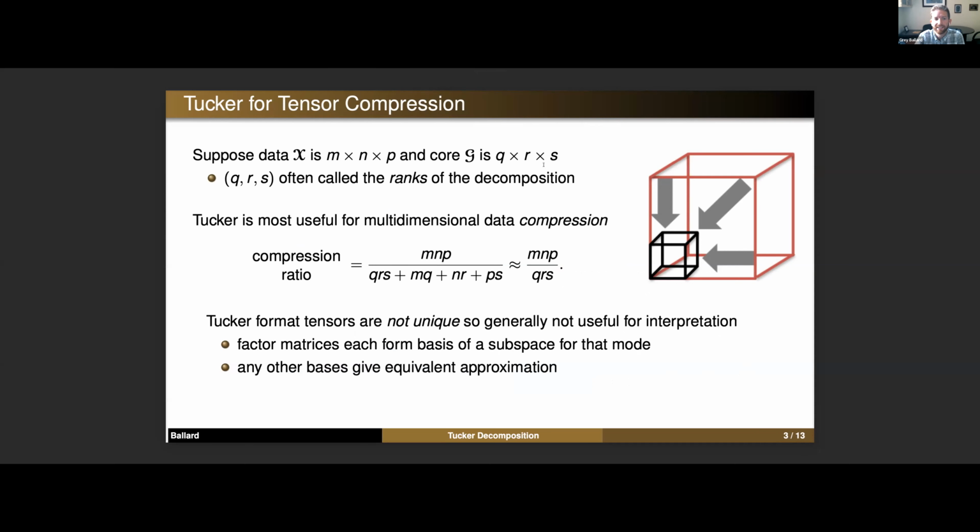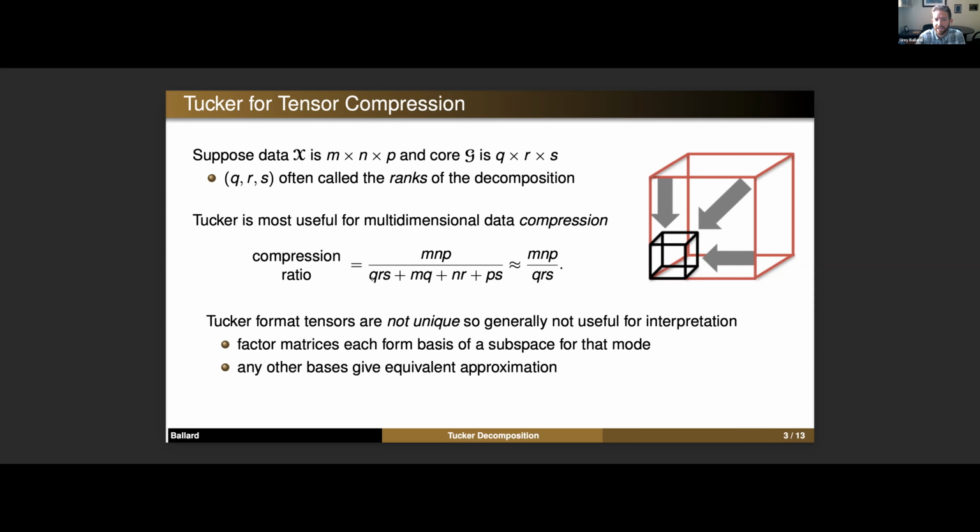These are often called the ranks. When Q is smaller than M, R is smaller than N, and S is smaller than P, then we can compress in all the modes. If we want to know how much compression we are getting, we can look at the ratio between the number of entries in my original data and the number of entries in my Tucker format representation.